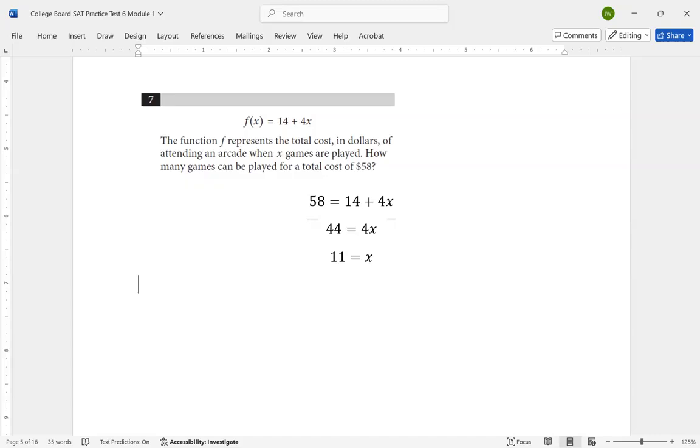So how many games can be played for $58? The answer to that is 11 games can be played for $58. So the answer to number 7 is 11.